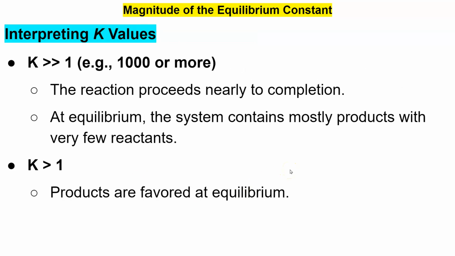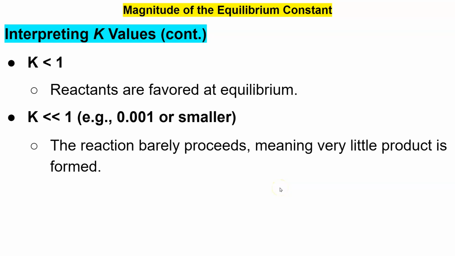Now, if K is much greater than 1, meaning 1,000 or more, the reaction proceeds nearly to completion. So at equilibrium, the system contains mostly products with very few reactants. If K is greater than 1, that means the products are favored. You'll have more products at equilibrium. So the reverse is true. If K is less than 1, reactants are favored at equilibrium. If K is much, much less than 1, meaning 0.001 or smaller, the reaction barely proceeds, meaning very little product is formed, and you're going to have a lot of reactant left over.